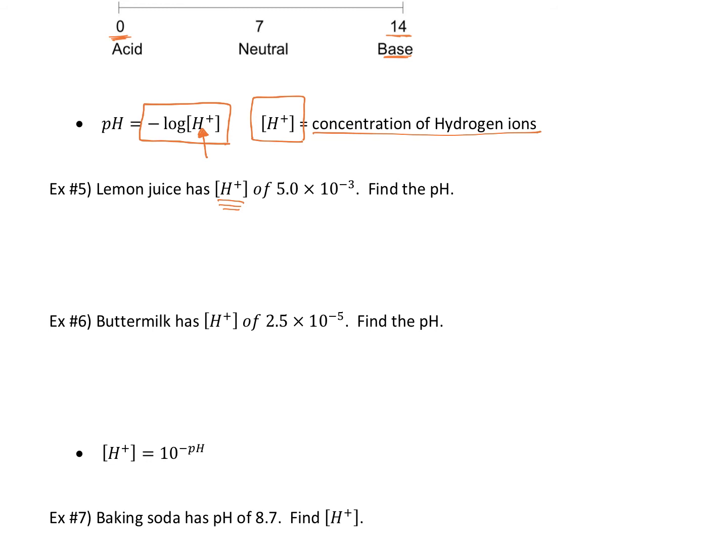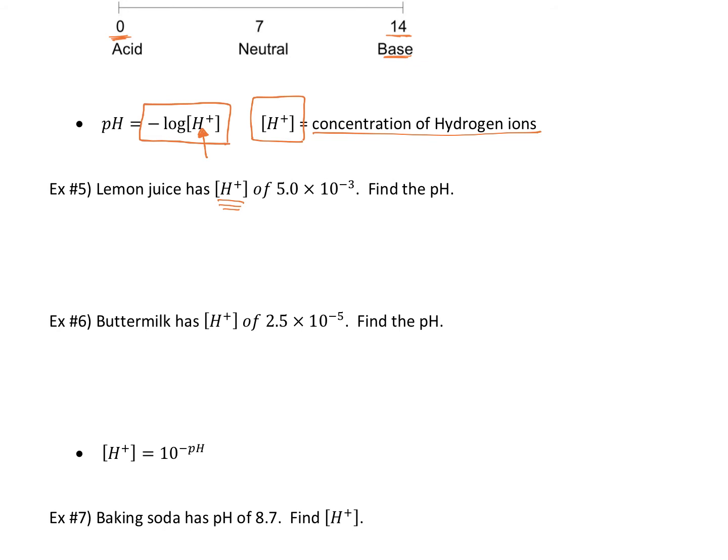I'm going to throw my calculator up here so you can see where I'm going with all this. Probably should have written it down first. So you're taking a negative, right? Here's your negative button. Where's log? It's right above your e to the x. Negative and then log. Then it starts that parenthesis for you, and that's where you plug in your concentration of hydrogen ions.